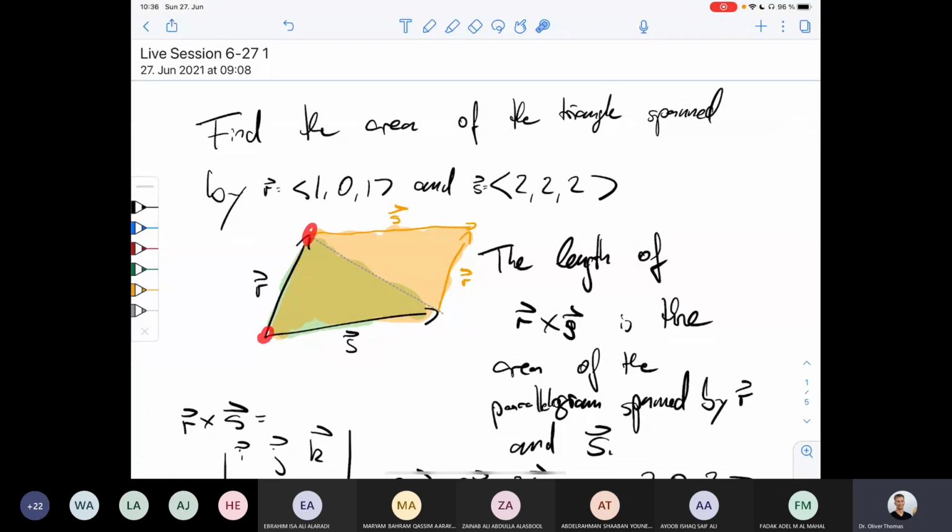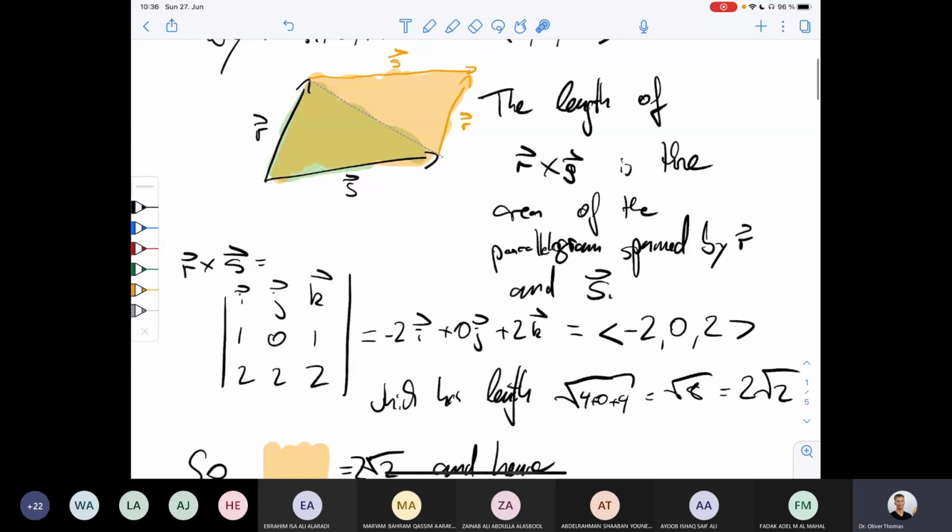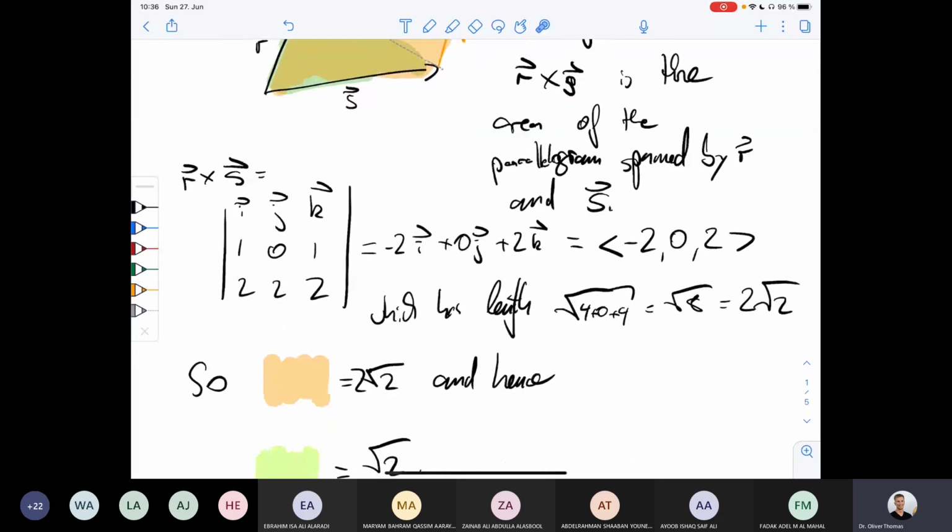So if you have got points, then of course you first need to build the connecting vectors. That's something we've done many, many times. And then you just compute the cross product, the length of the whole thing, and then you're done. Any questions for that?